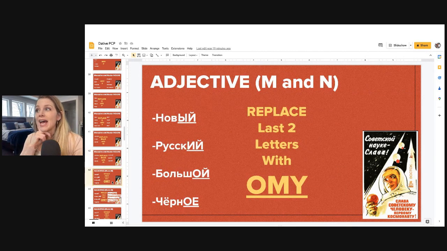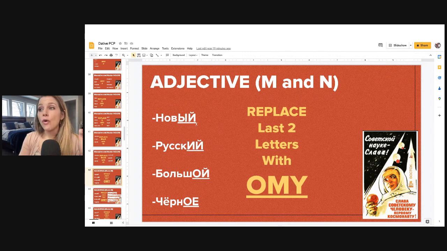Now let's talk about adjectives, masculine and neuter adjectives, okay? So again, if you don't know about adjectives, you've got to learn this. This is super basic. And the key with adjectives is recognizing that all adjectives have a 2-letter ending that gets replaced depending on what you're doing. So never get attached to the last 2 letters of an adjective. That is a recipe for heartbreak. They do not stick around, okay? They are not going to stay. So we're going to be removing these last 2 letters and putting in something else.